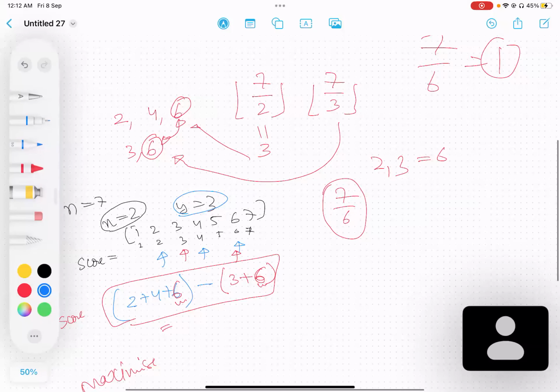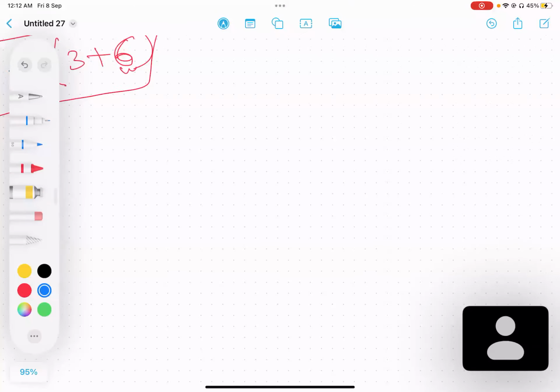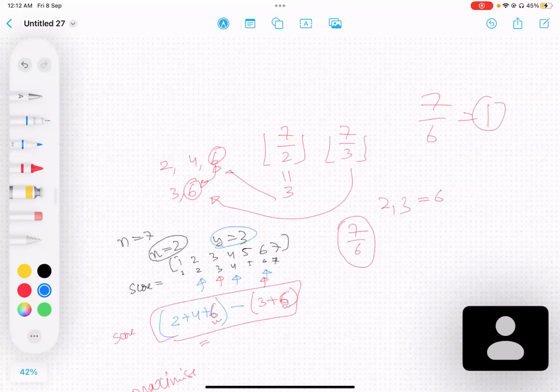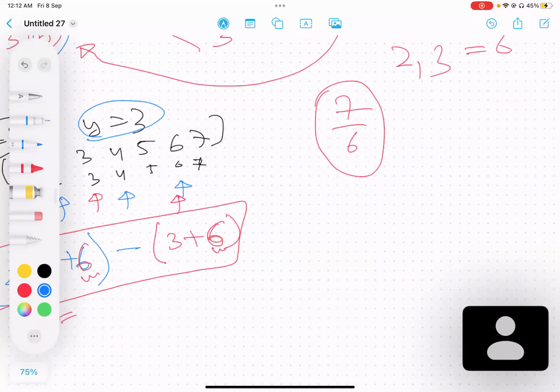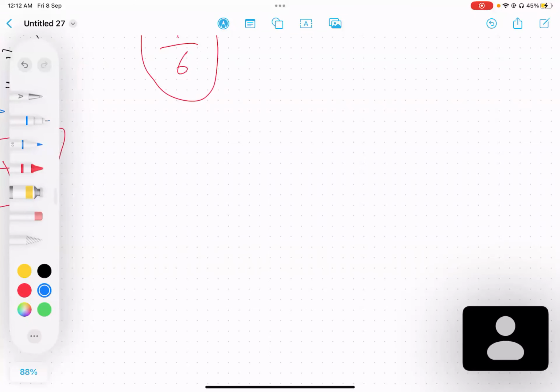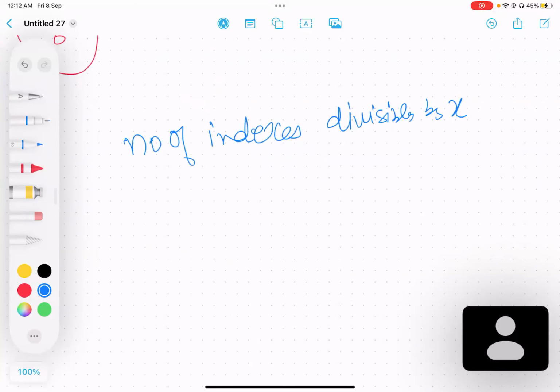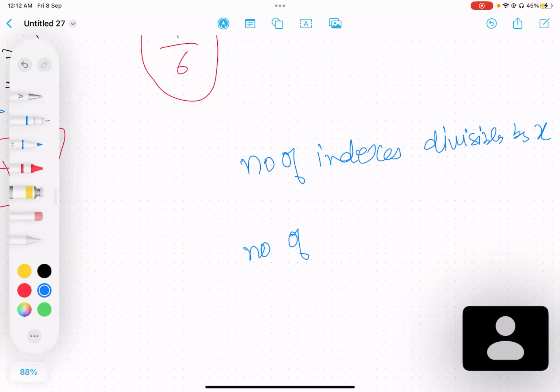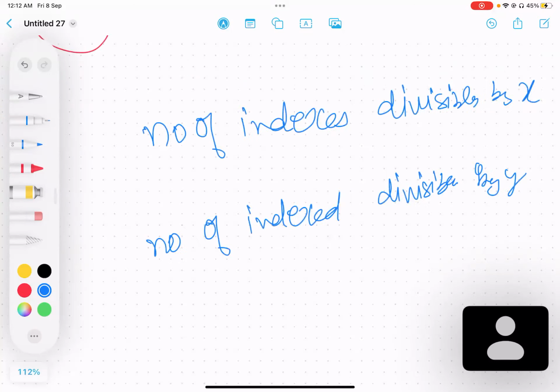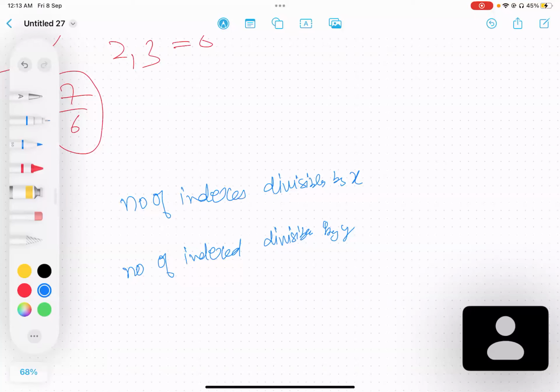So similarly, we don't need to find the answer for this common part, right? So what I'm saying is, we will find the number of indexes divisible by x. Then we will find the number of indexes divisible by y. Let's say we found the number of indexes divisible by x, and we found the number of indexes divisible by y.